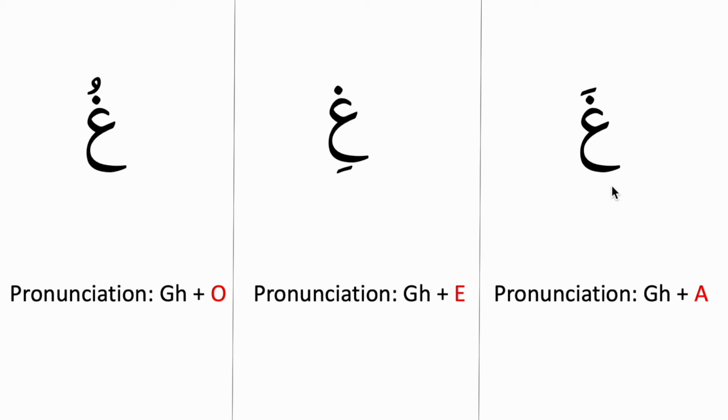Ghen. We pronounce it as g. Ghen with fatha, you pronounce it as gha. You add a to the pronunciation of ghen. Ghen with kasra, ghi. Ghen with dhamma, ghu.